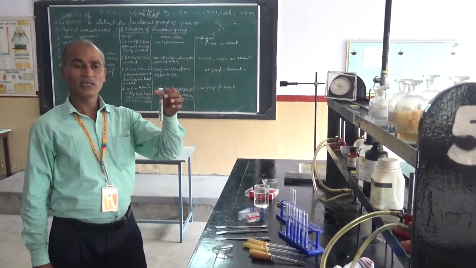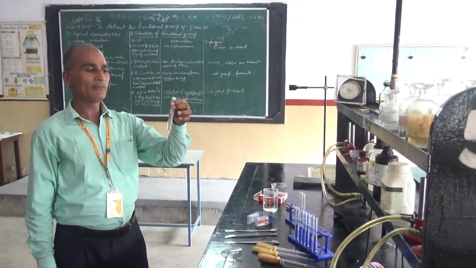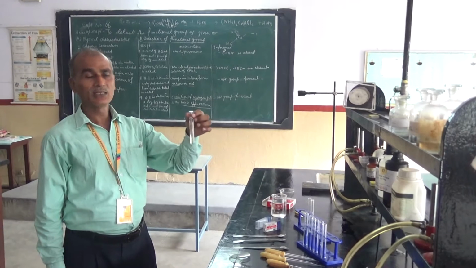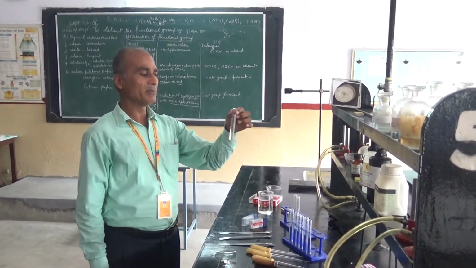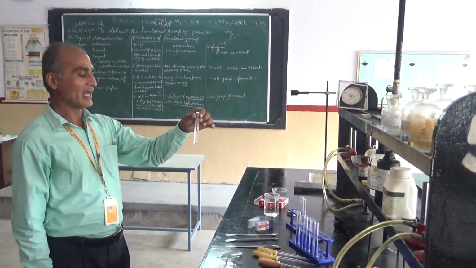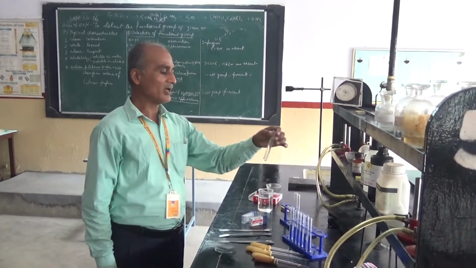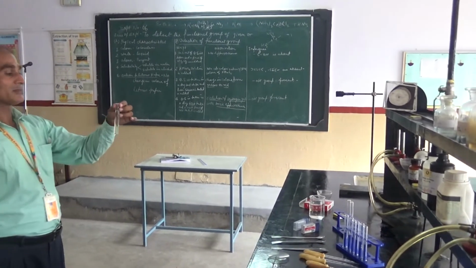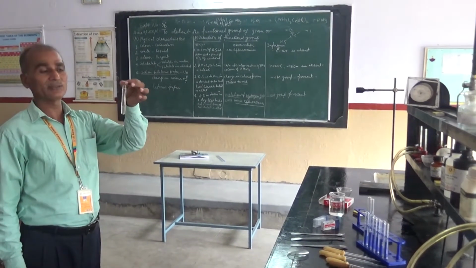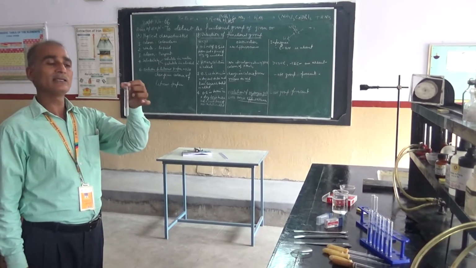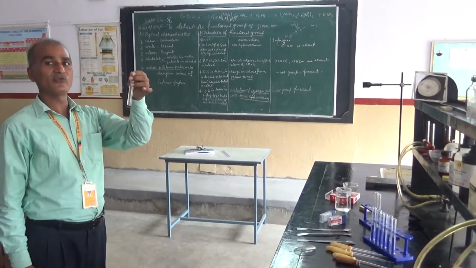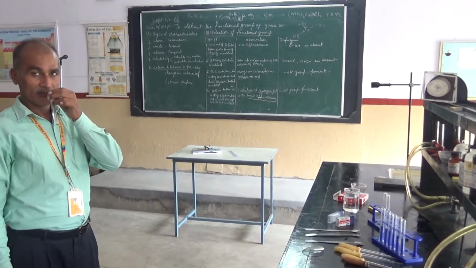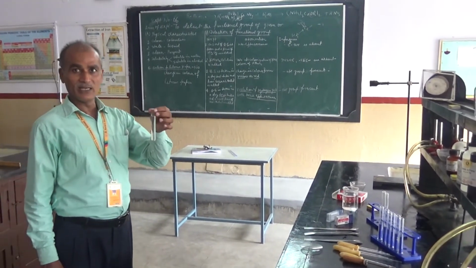This is your given organic sample. We have to detect the functional group of this organic sample. For this, we will first do the physical analysis. First of all, we have to observe its color. This is colorless. Second, you can see its state. It is in liquid form. Third, you can observe its smell. It has a pungent smell.